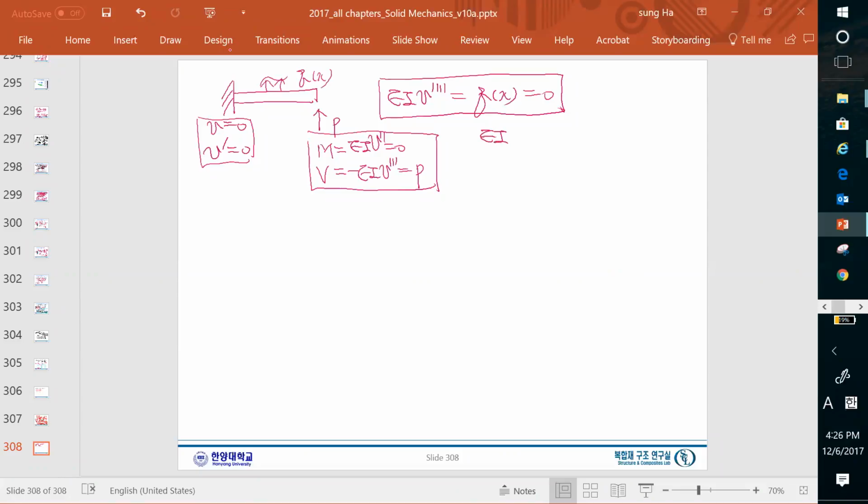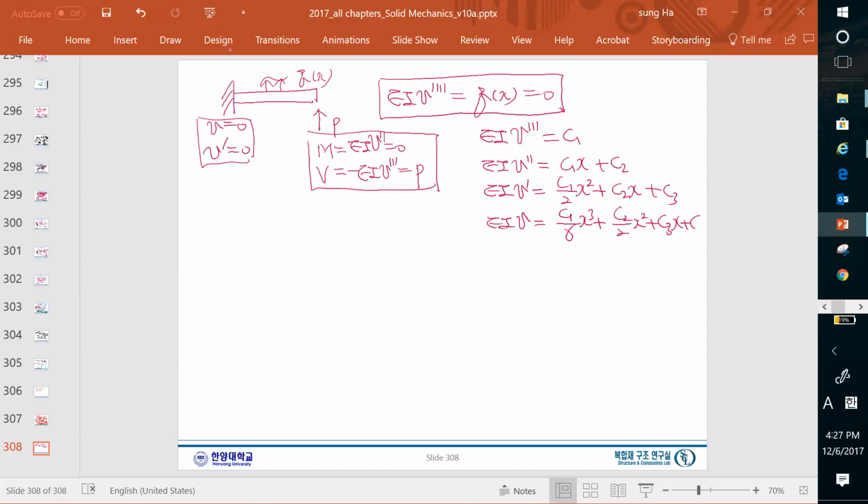Let's solve this one and simply integrate one time, which gives an integration constant, and then one more, C1 x plus C2, and one more time, C1 x squared over 2 plus C2 x plus C3. And EIV, then C1 x cubed over 6 plus C2 over 2 x squared plus C3 x plus C4. Okay, so here are the final integrations, and this means deflection, this means angle, this means moment, and this means shear force. Using these 4 boundary conditions, we need to obtain these 4 integration constants.